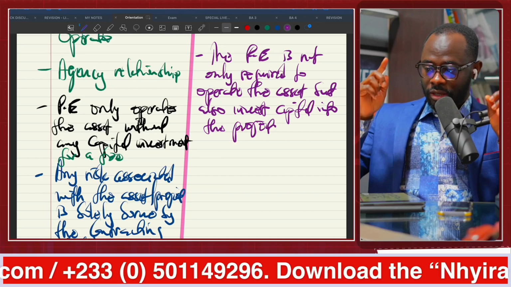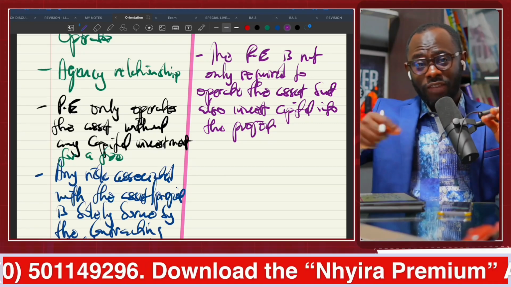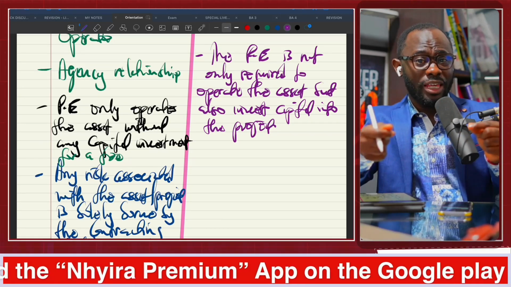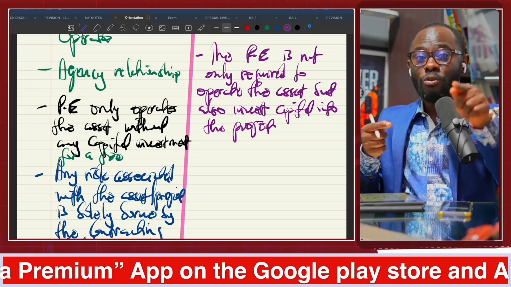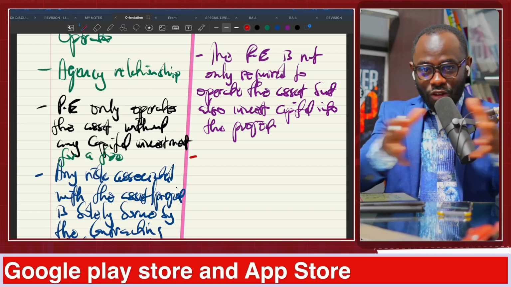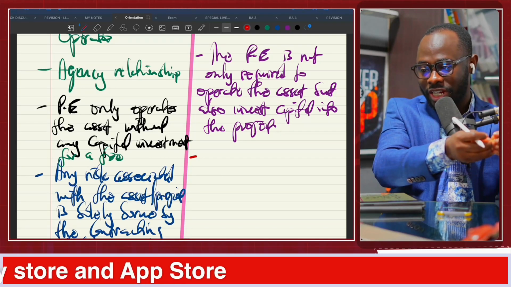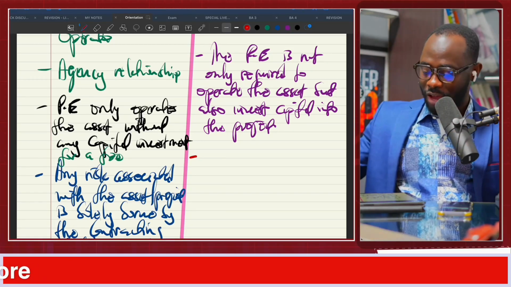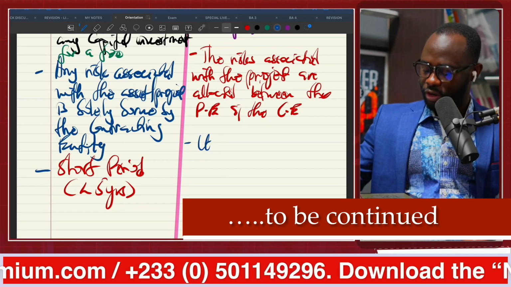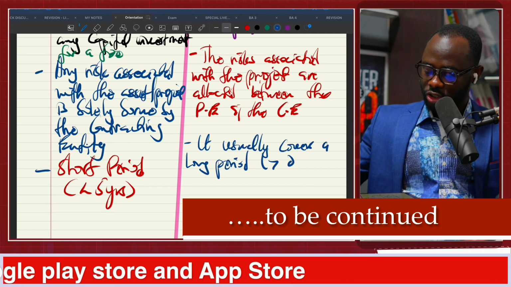So here we say that the private entity is not only required to operate the asset, but also invest capital into the project. Now, because the private investor here is not only operating, but also bringing in some money, it means they will also bear some risks. So here, risk is going to be shared between the contracting entity and the private entity. So it is usually a long period of time, and that could be more than 25 years.